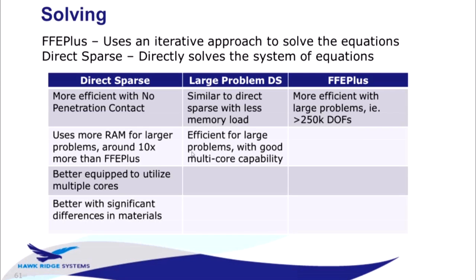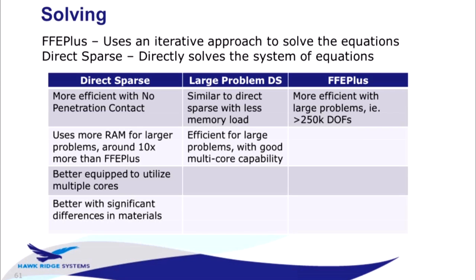Then in SOLIDWORKS 2014, SOLIDWORKS introduced something called the Large Problem Direct Solver, which has many of the advantages of the regular Direct Sparse solver with less memory usage. So it's new in 2014. We haven't had a lot of seat time with it. But the one takeaway that you should remember is that regardless of which of these you use, you should get the same answer, or very close to the same answer. The real decision point is how long it takes.